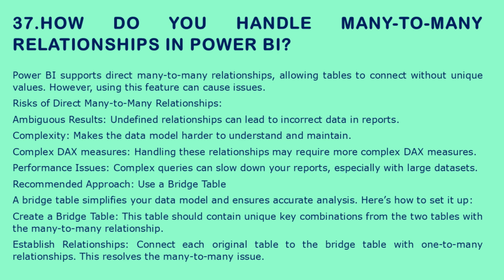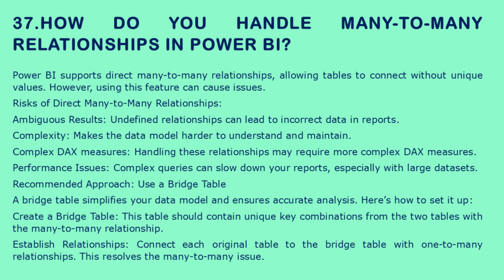Risks of direct many-to-many relationships. Ambiguous results. Undefined relationships can lead to incorrect data in reports. Complexity makes the data model harder to understand and maintain. Complex DAX measures. Handling these relationships may require more complex DAX measures. Performance issues. Complex queries can slow down your reports, especially with large datasets.